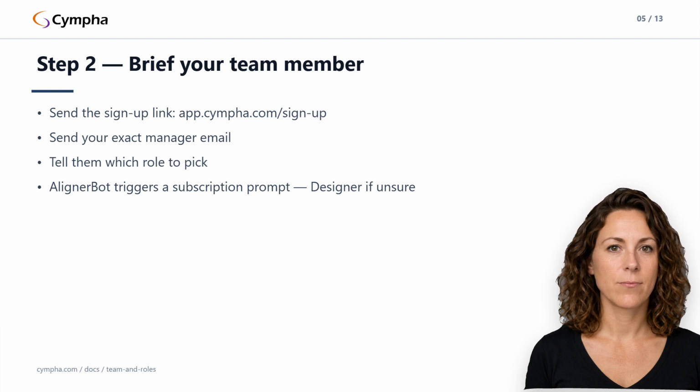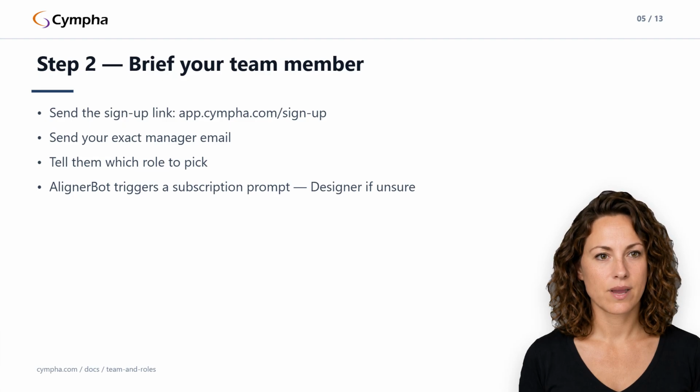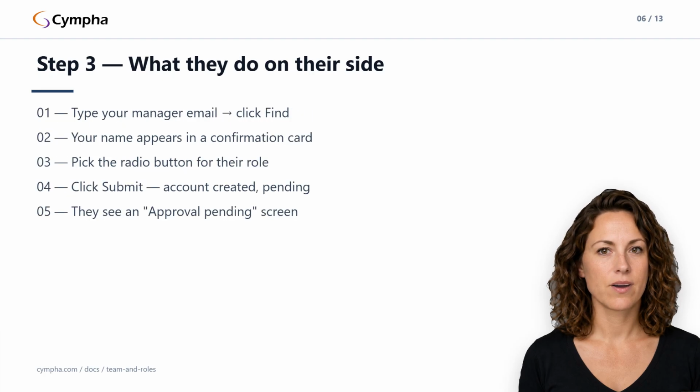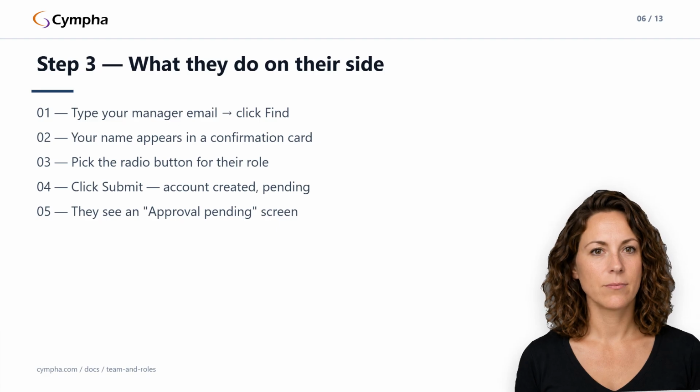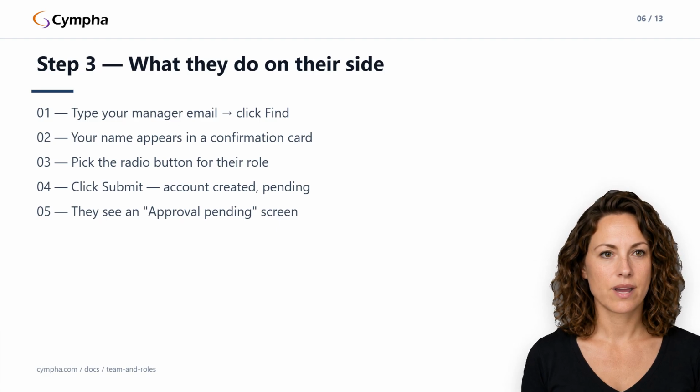There, they type your lab manager email into the field labeled Lab Manager Email, and click Find. Your name and email appear in a small confirmation card. That's their proof they're pointing at the right lab, and your first line of defense against a typo. Then they pick the radio button for their role, designer, manufacturing engineer, whichever you told them, and click the Submit button at the bottom, which is labeled Submit with their chosen role spelled out on it.